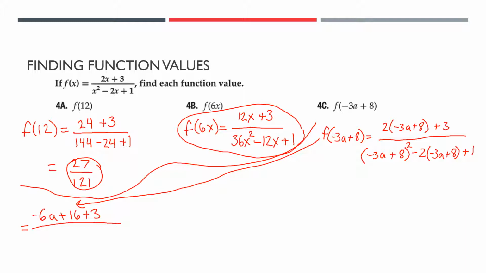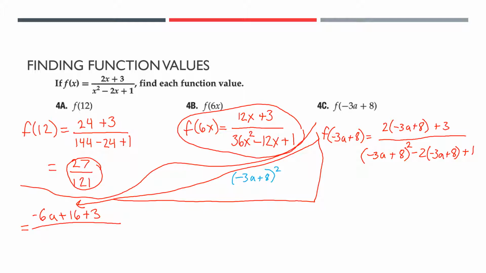So I'm going to take a moment here in this little space right here where I'm not working right now and FOIL this thing. So I'm going to get negative 3, well, let's just start by FOILing. I should take a second here to show you how to FOIL it, but I need to have it in a different color. All right, I'm going to put this in blue, and we're doing negative 3a plus 8, and I'm squaring it.